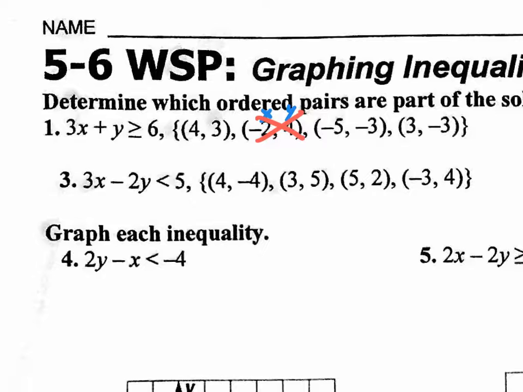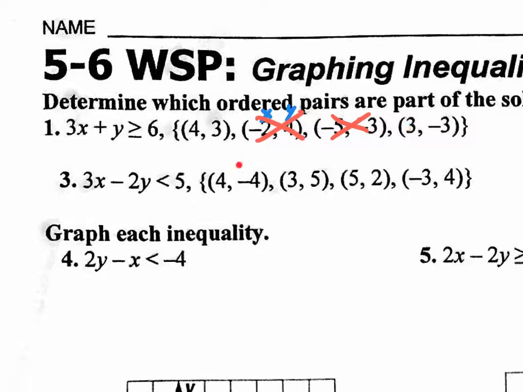Okay? Now if you try the other ones, plug in a negative 5 for x, that'll be negative 15, plus a negative 3, that's negative 18. Negative 18 is definitely not greater than 6. It's a negative number. It's smaller than any positive number. So again, if I plug in negative 5 and negative 3, it's going to give you negative 18, and that's false. Negative 18 is not greater than or equal to 6. So that next one does not work either. Okay. How about that last one?